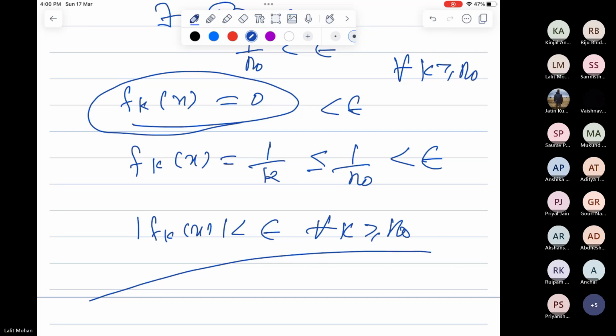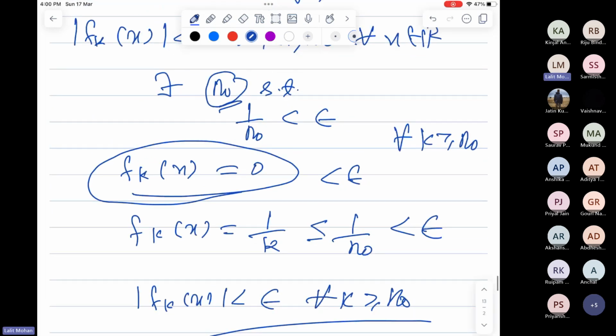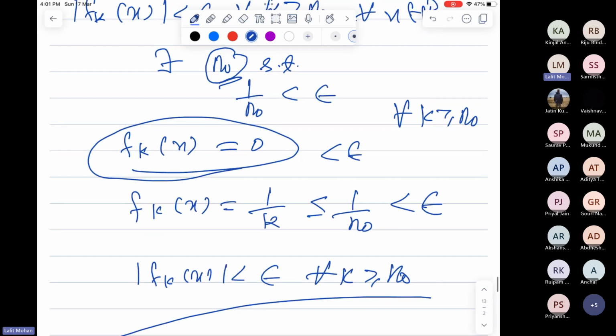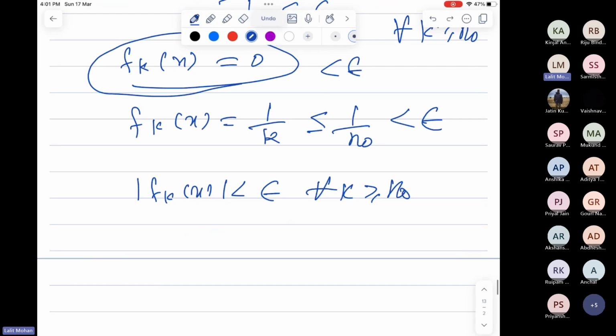Any doubt in this? Here our n naught is depending on which factors? One factor is epsilon, by Archimedean property. Is our n naught depending on x here? Is our n naught depending on any point here? No, sir. No, because we just choose one condition that 1 by n naught is less than epsilon. That's all. So our n naught is depending on epsilon only. It means that your convergence is uniform. You just need to write this.